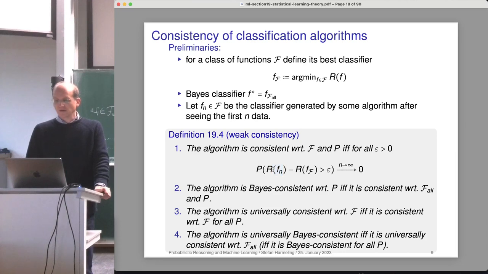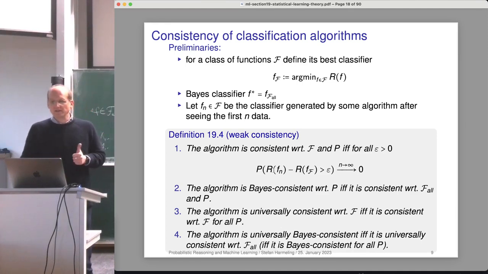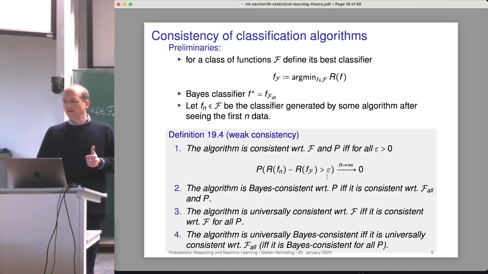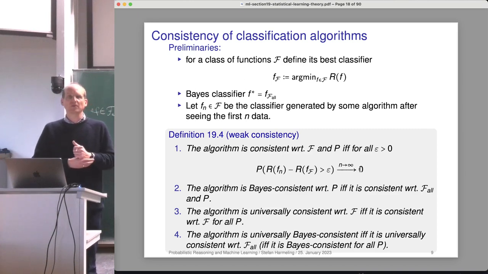Okay? So suppose you fix some algorithm, then given that you get a random data set, what is the probability that your risk will be wrong by epsilon or more? This probability should go to zero. The probability should be really low that this happens. There might be super unlucky data sets, but in principle, the probability of getting a super unlucky data set should go to zero the larger your data set is.